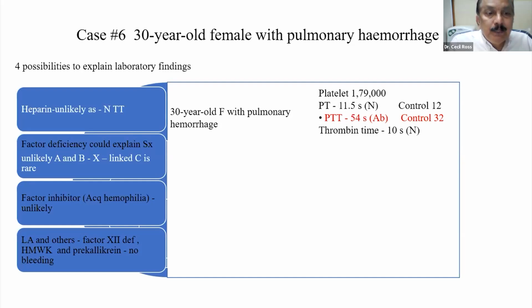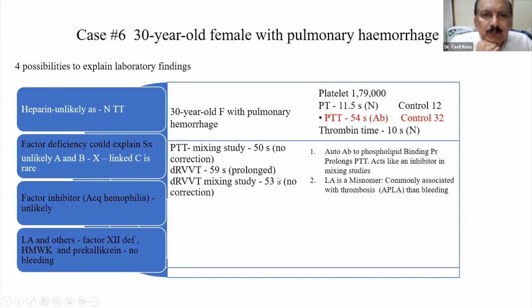Can be a factor inhibitor like acquired hemophilia. Unlikely because they won't come at that age usually. Could be, but a bit unlikely to have a factor inhibitor, acquired hemophilia. What about lupus anticoagulant or other factors like FXII, high molecular weight kininogen? They don't cause bleeding. They can cause abnormal APTT, but they will not cause bleeding. This lady has come with pulmonary hemorrhage. Okay. So you go ahead and do the mixing study.